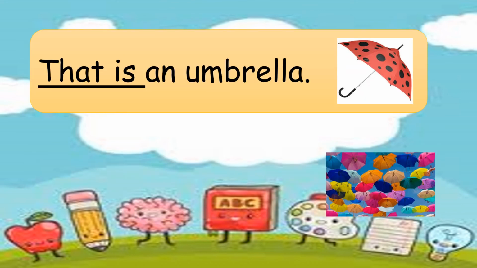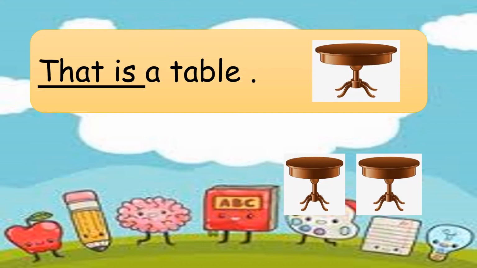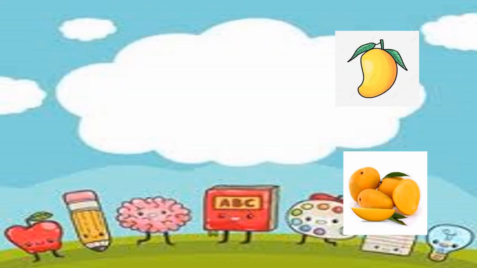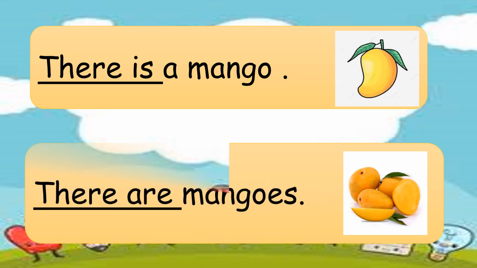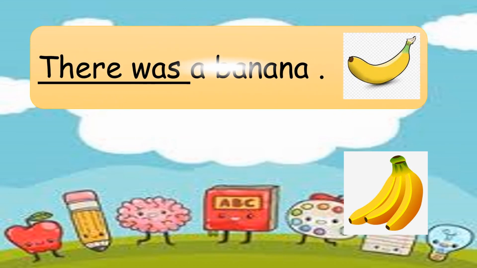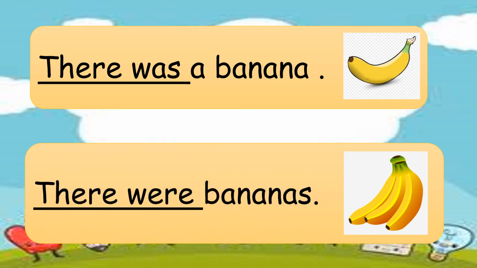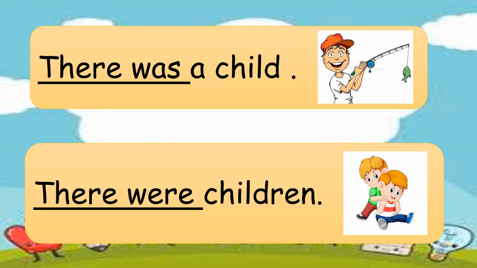That is an umbrella, so 1 umbrella. Those are umbrellas, plural. If singular, that is. If plural, those are. That is a table. Those are tables. There is a mango. Mango is singular. There are mangoes, plural. Mangoes can be with letter S or with ES. There was a banana, singular. There were bananas, plural. There was a child, that is singular. There were children, plural.